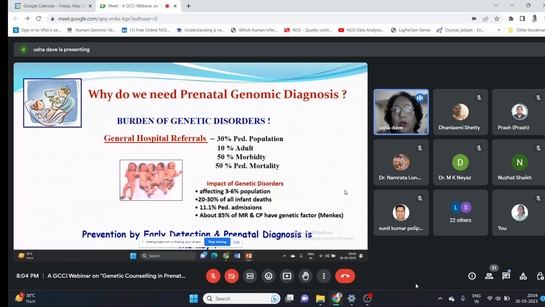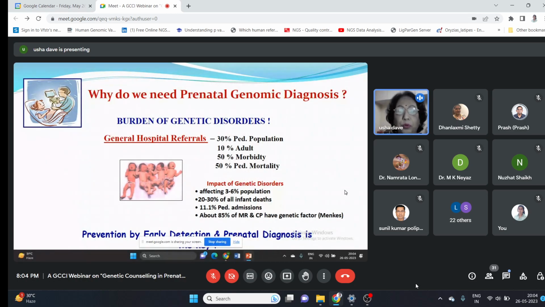Already it is very well known that 30% of the pediatric population, 10% of the adult, even 50% of morbidity and pediatric mortality is due to genetic conditions. They affect 3 to 6% of the population. And infant deaths, almost 20 to 30%, are due to genetic conditions. This is very well known now.